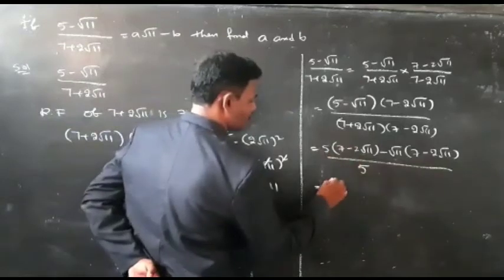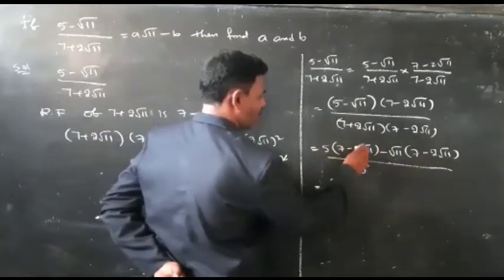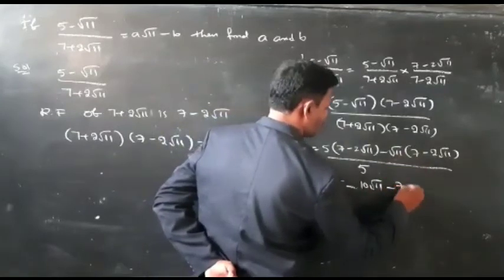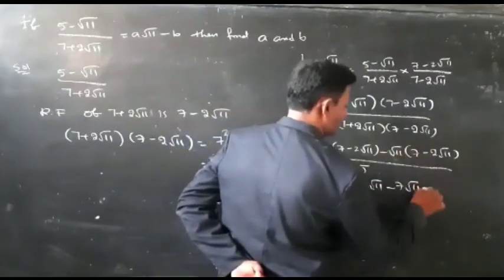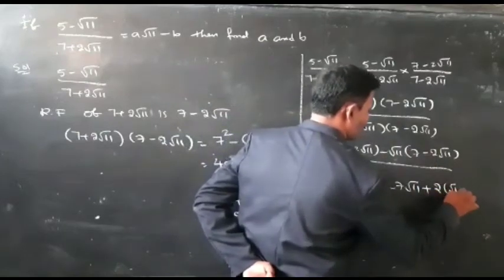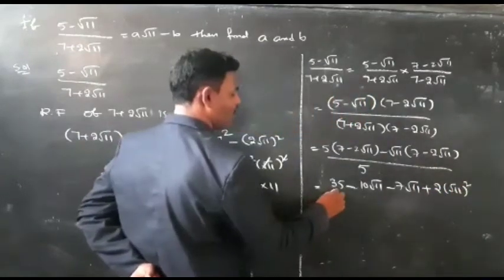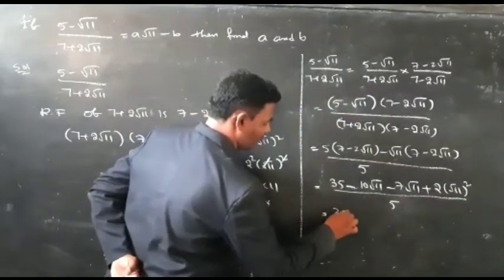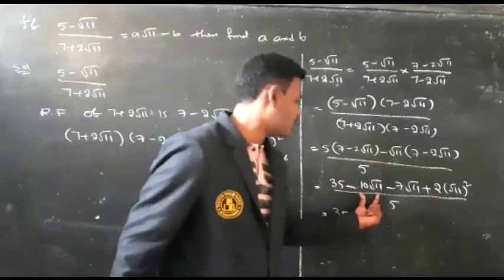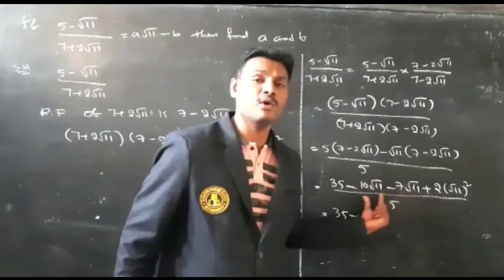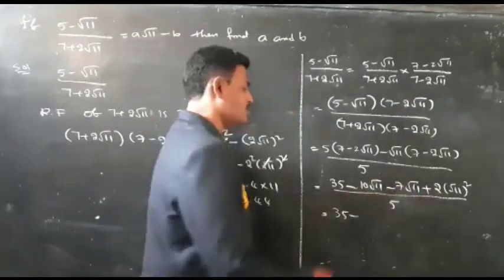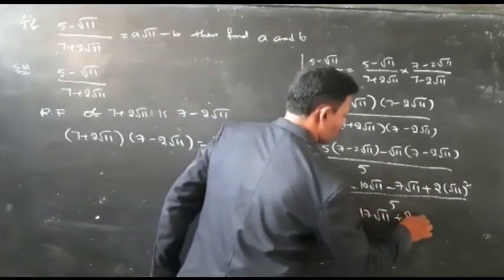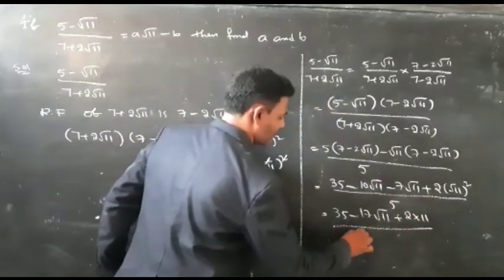Now 7 5s are 35, minus 5 2s are 10 root 11, minus 7 into root 11, 7 root 11, minus into minus plus 2 into root 11 into root 11 whole square by 5 is equal to 35 minus. See here, 10 root 11 minus 7 root 11, both are like numbers. So what can we write here? Minus 17 root 11 plus 2 into 11 by 5.